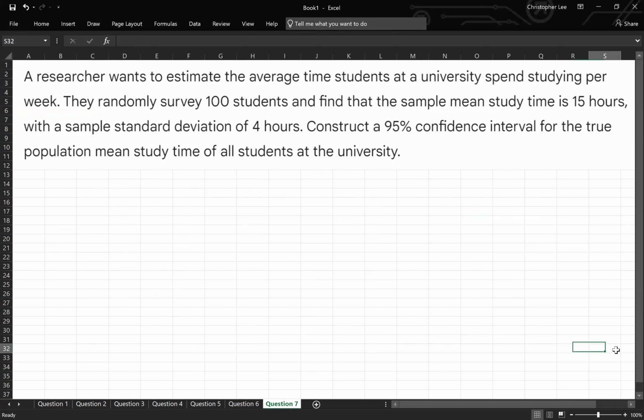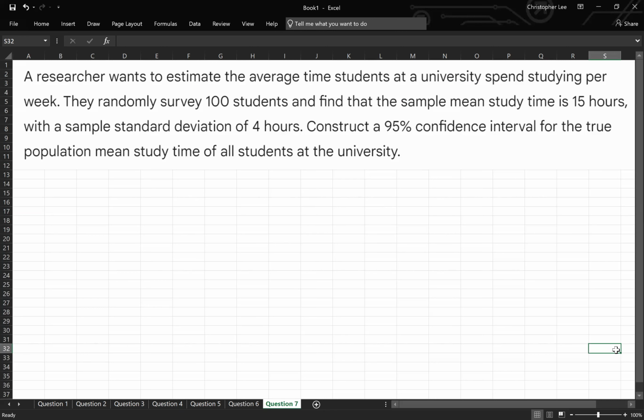Let's look at question 7. A researcher wants to estimate the average time students at a university spend studying per week. They randomly survey 100 students and find that the sample mean study time is 15 hours with a sample standard deviation of 4 hours. Construct a 95% confidence interval for the true population mean study time of all students at the university.